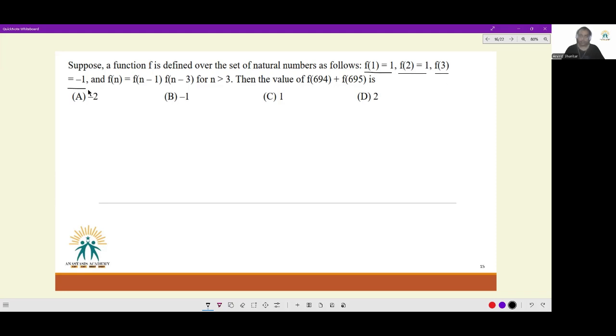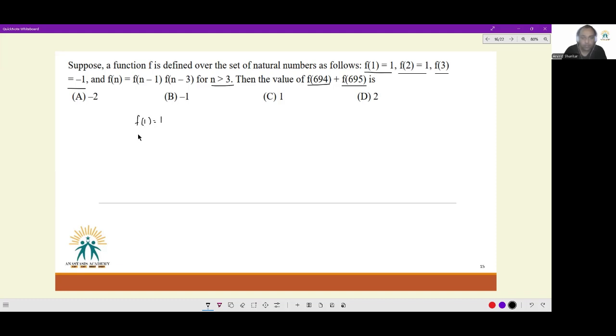Here we have f1 is equal to 1, f2 is equal to 1, and f3 is equal to minus 1. And fn is equal to f of n minus 1 into f of n minus 3 for n greater than 3. Then the value of f of 694 plus 694. Now, the idea here is, of course, they cannot possibly expect you to calculate all the way up until f694, which means after some iterations, there is going to be some sort of repetition happening. So let's see what is the repetition that is happening.